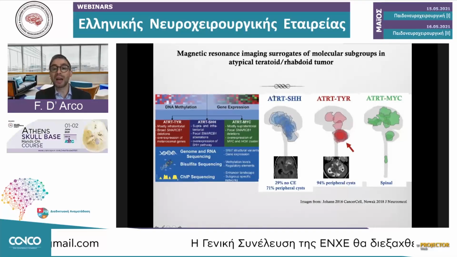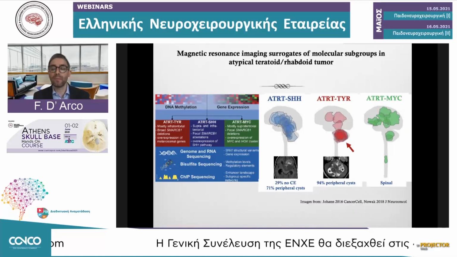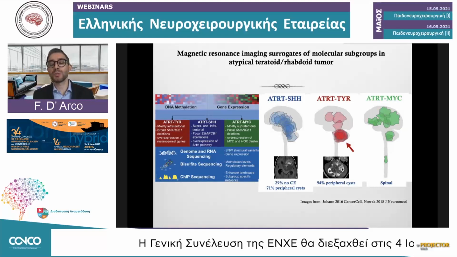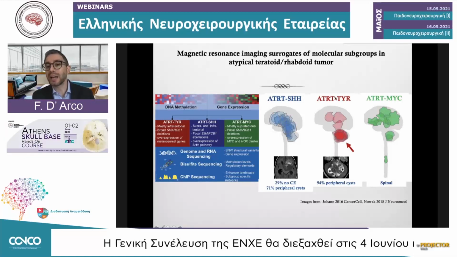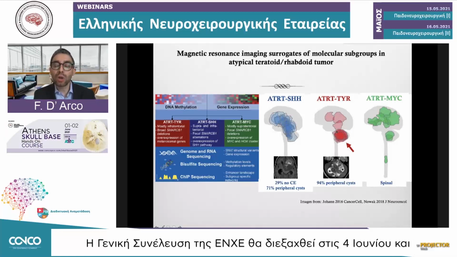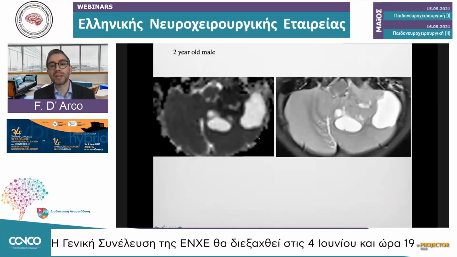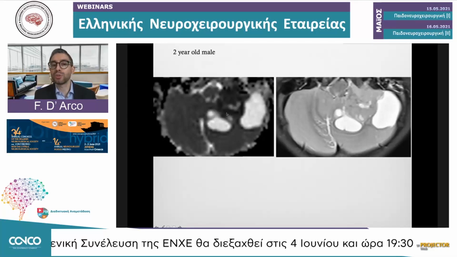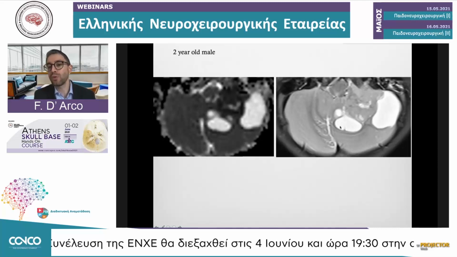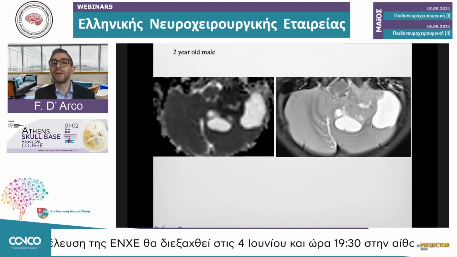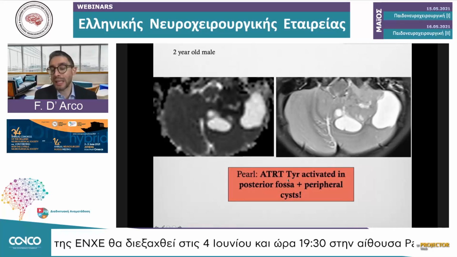And now there are molecular subgroups also for ATRT. They are less important than medulloblastoma because they do not impact the prognosis, but still we can find some differences in them. For instance, the ATRT tyrosine activated will be a lot of the time in the posterior fossa, and most of them will have this peripheral cyst. So if you have something in a very young child in the posterior fossa, again, look, this is a 2 years old male in the pontocerebellar angle, foramen of Luschka, with peripheral cyst. This is an ATRT, most likely, and most likely an ATRT tyrosine activated.